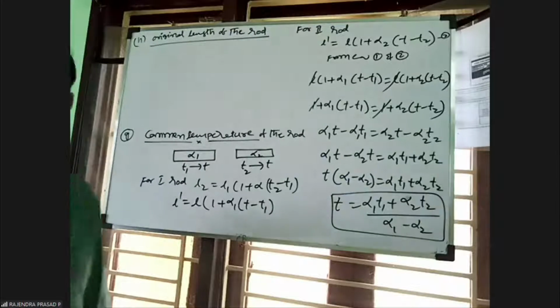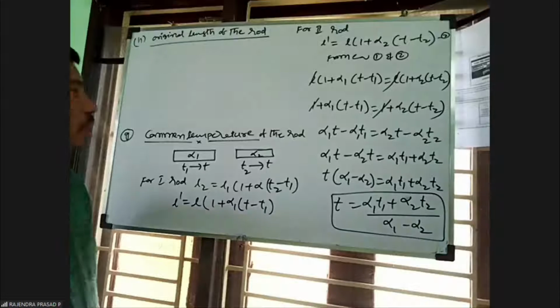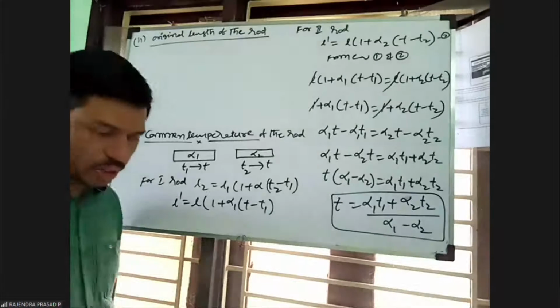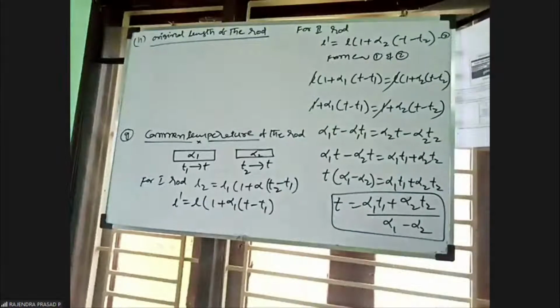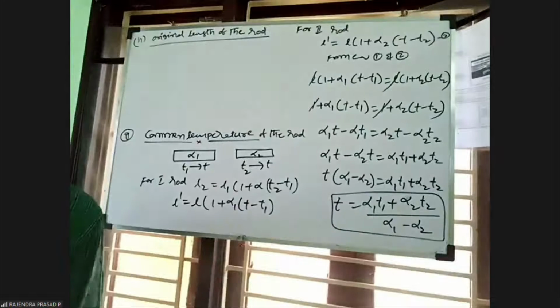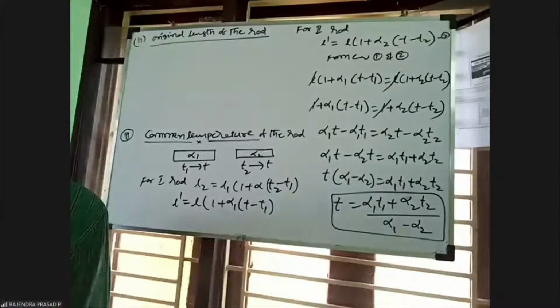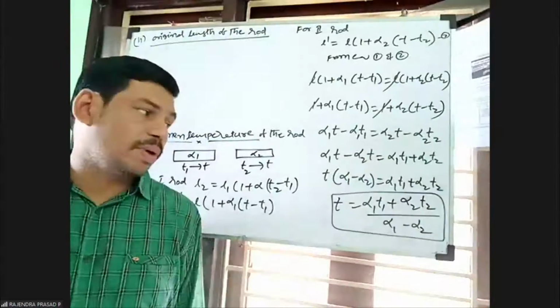Okay, sir. Next, original length of the rod. This is the last and final rod case. Sir, only the final formula is important; the proof is no need.